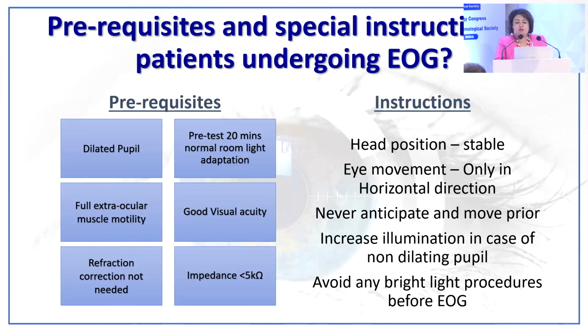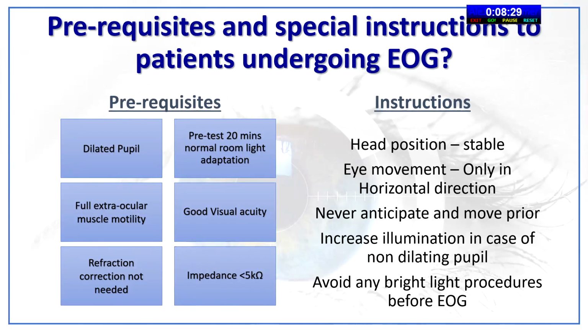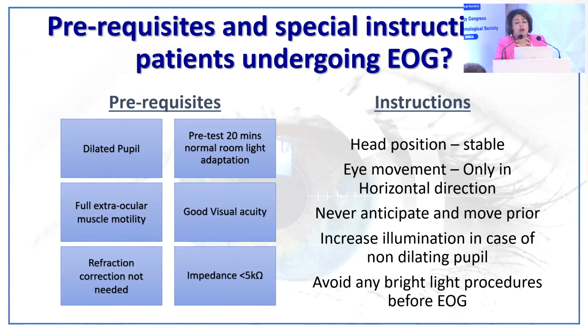These are the prerequisites and special instructions. Head position should be stable, eye movement only in the horizontal direction, never anticipate and move prior. Increase illumination in case of a non-dilating pupil, and avoid any bright light procedure before EOG. The prerequisites are: pupil should be dilated, 20 minutes of pre-test normal room light adaptation, full extraocular motility, good visual acuity, refraction correction not needed, and impedance should be less than 5 kilo ohm.